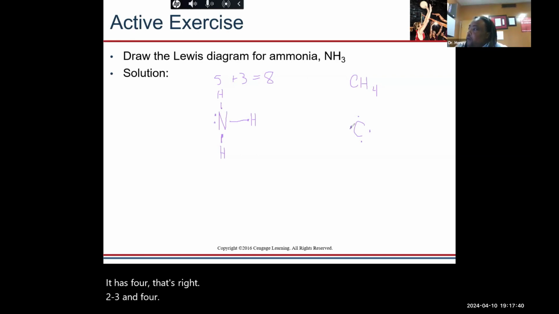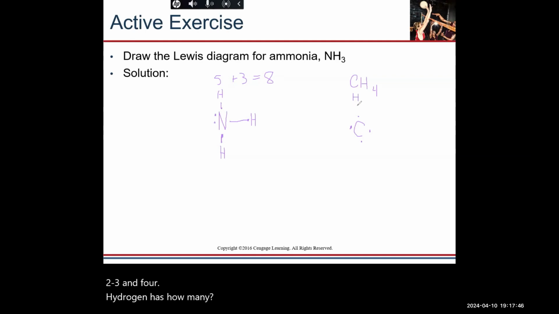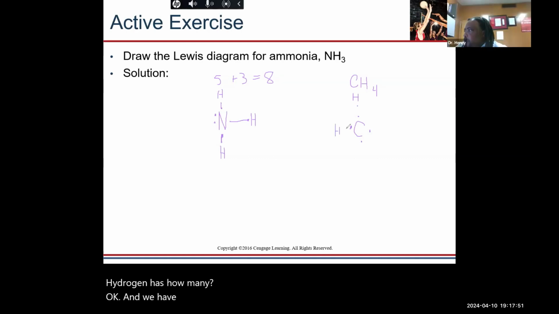Okay. Hydrogen has how many? One. And we have 4 hydrogens, so each of them is going to have 1 valence electron.